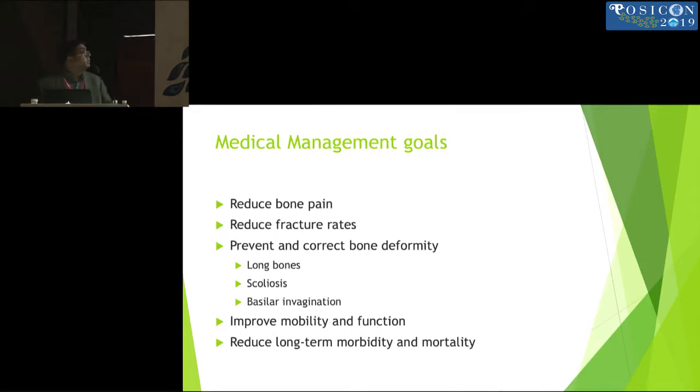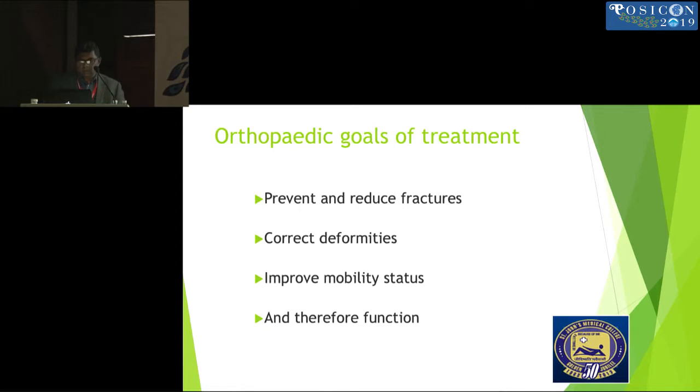So the medical management goals are to reduce bone pain, because most of the children with OI have a lot of bone pain. Children with type 3 OI especially have very severe rates of fractures, and we aim to prevent that. And also subsequently to prevent and correct bone deformities, especially of the long bones and of the spine. And we do get basilar invagination as well. Subsequently, this improves mobility and function. The orthopedic goals and management will be alluded to by my colleagues. They are to correct the deformities and improve the mobility status.